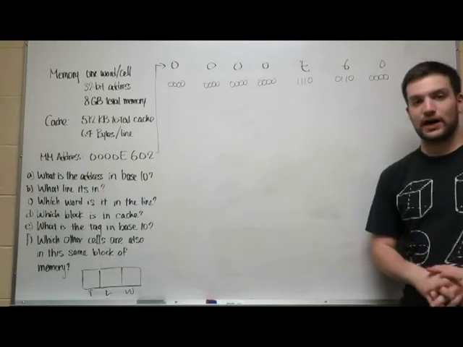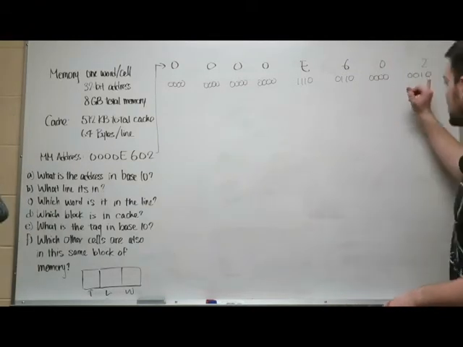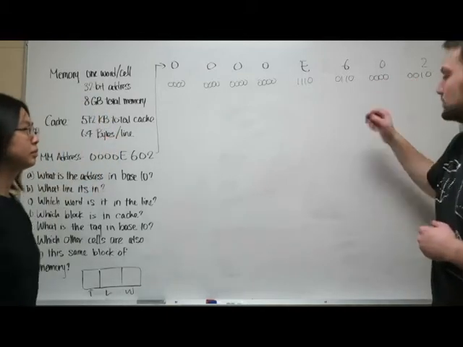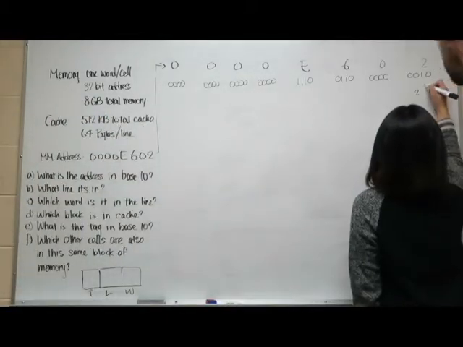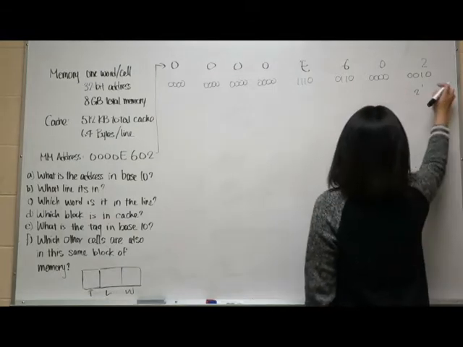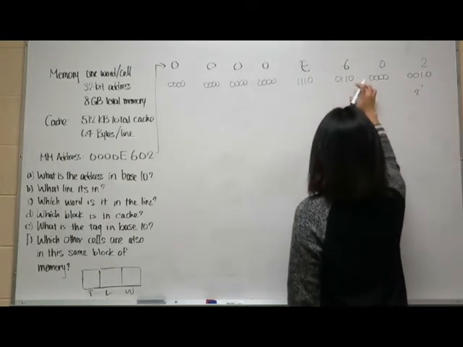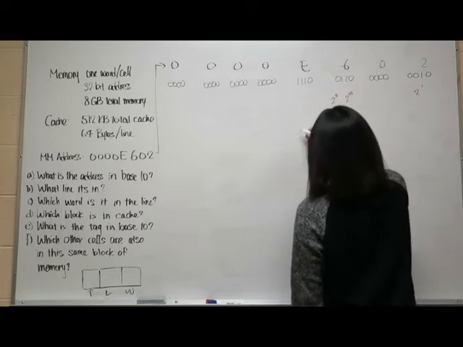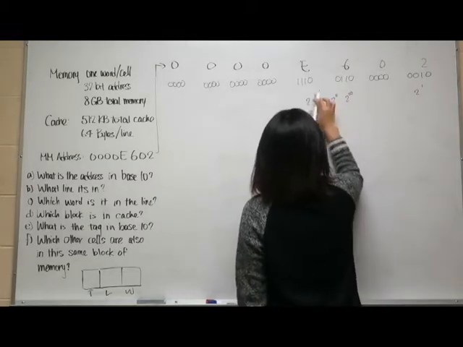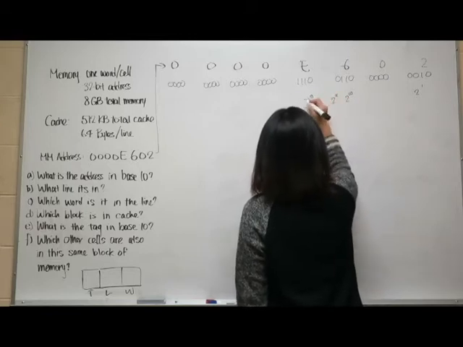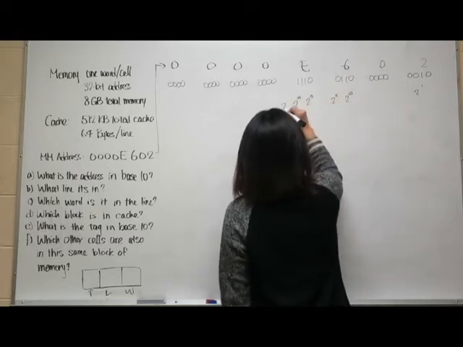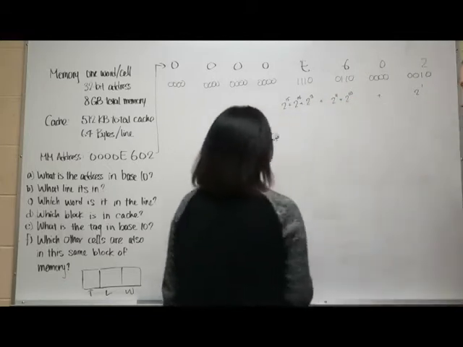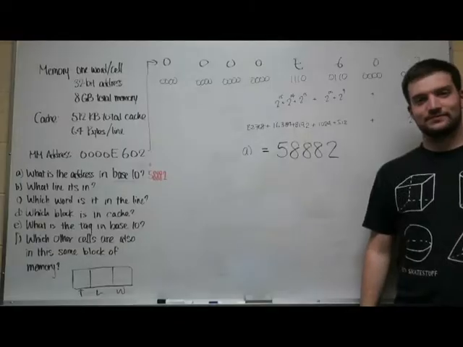Okay, once we've got it in binary, it's very easy to take 2 to the power of 1 plus 2 to the power of 10 plus 2 to the power of 11, and so on. And when we've added all of these together, we will have our answer in base 10.